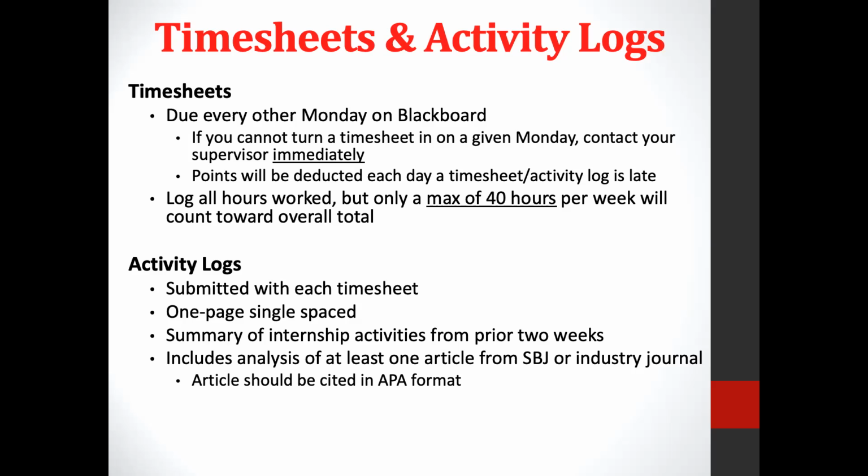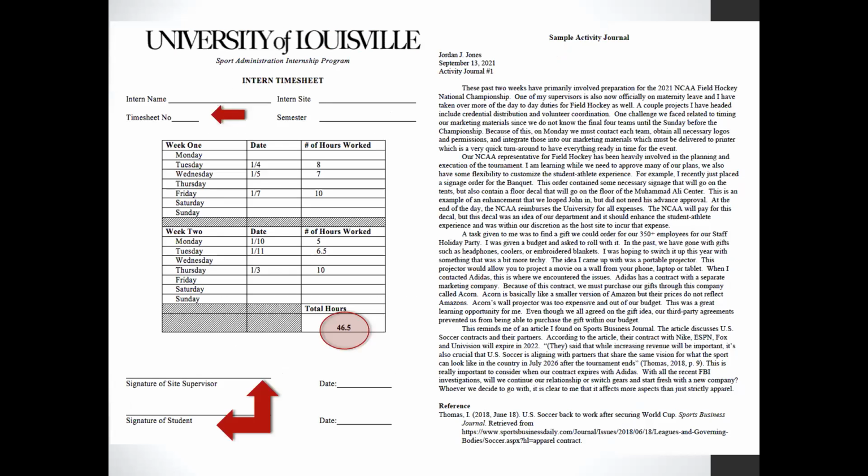Your activity log is a log of what you did during the time that you submit your timesheet. It must be single spaced, one page, and a summary of the activities that you did in those 2 weeks. Here's an example of an activity journal on the right-hand side. You can read and note that the first 3 paragraphs are about what this particular student did at their internship site during the 46.5 hours that they worked.